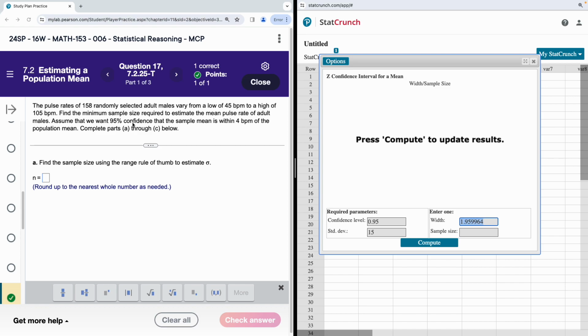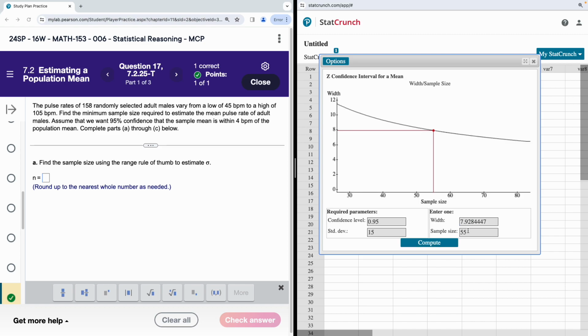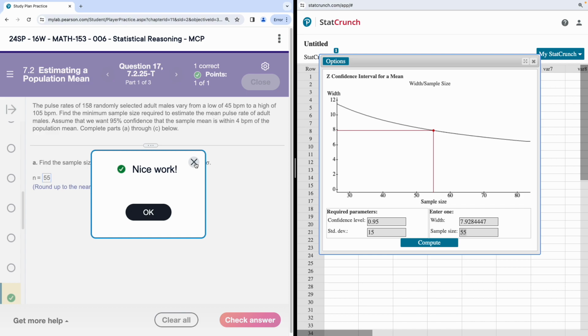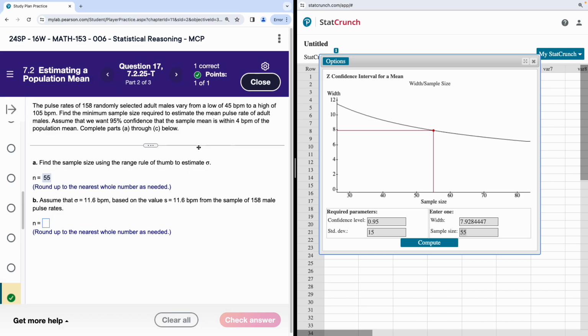So if we talk about the width of that interval, that error interval, if you will, the width is going to be a total of 8 beats per minute. So I'm going to double the 4, and I'm going to turn it into 8 beats per minute for the width of the interval. And now when I hit compute, I get a sample size of 55. So n is equal to 55 here. I check that answer, and we get that one right. So that's how you can tackle part A.